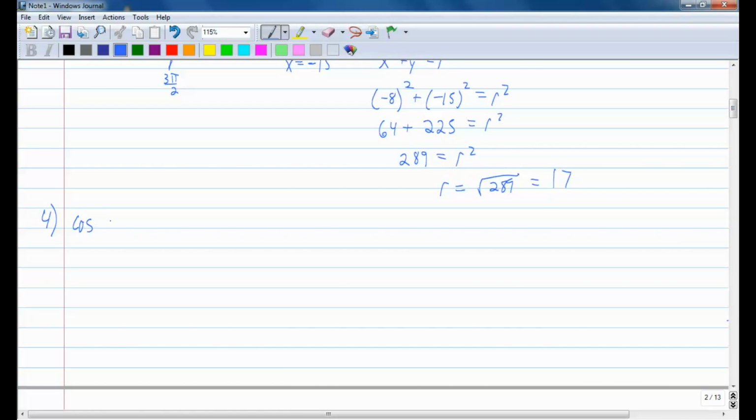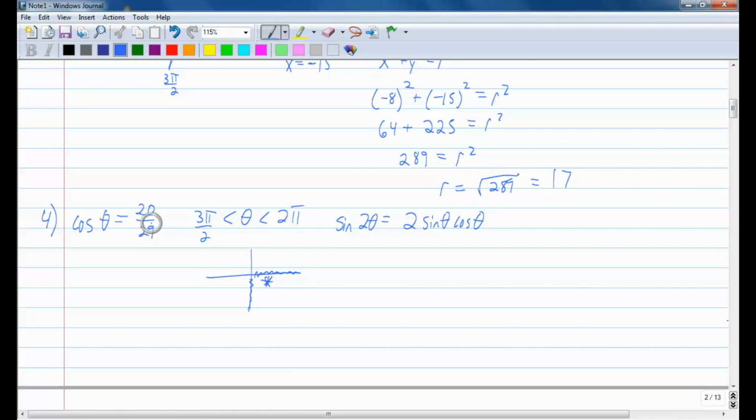Number 4, cosine of theta equals 20 over 29. Theta is greater than 3 pi over 2 and less than 2 pi. So that tells us that we're in the fourth quadrant. Remember, in the fourth quadrant, x's are positive and y's are negative. Alright, we want to find sine of 2 theta on this problem. Again, we only have one formula. That's 2 times sine of theta times cosine of theta.